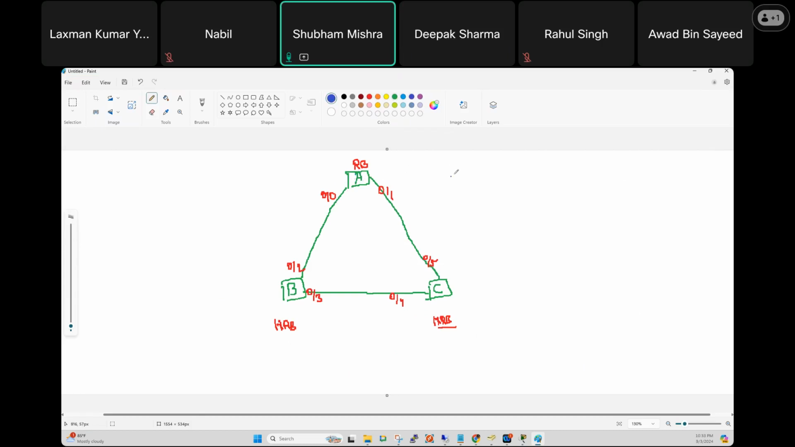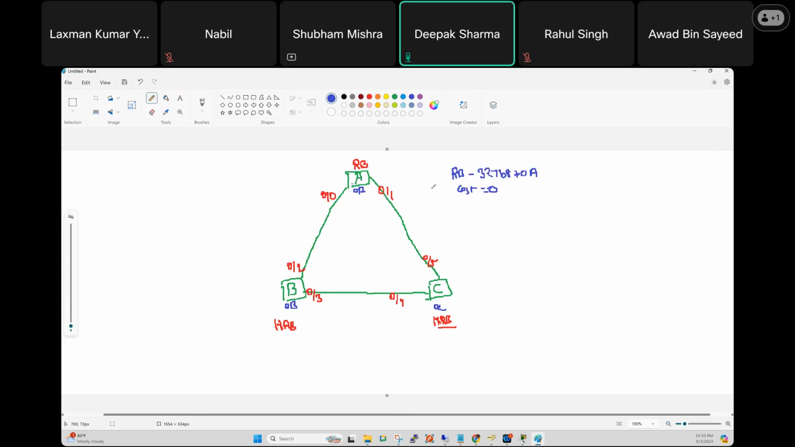What is the root bridge ID? The root bridge ID will be 32768 plus MAC address 0A. The MAC addresses are 0A, 0B, and 0C. After the root bridge ID, what is the next field? Cost. Cost is 0, because switch number A is sending, and switch number A itself is the root bridge.